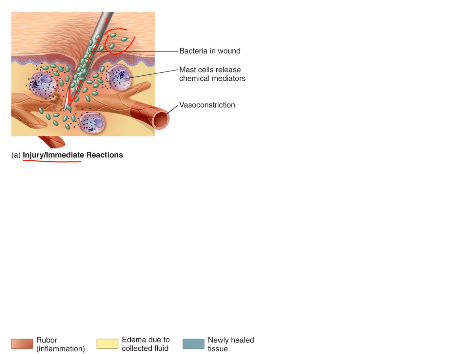When the injury happens, that is going to stimulate the cells that are damaged, so the epithelial cells that are damaged, and mast cells. Mast cells are a type of white blood cell. Both of those cells are going to release chemical mediators, signal molecules like hormones. And the major chemical mediator that is released is histamine. So histamine is going to be what triggers the inflammatory reaction.